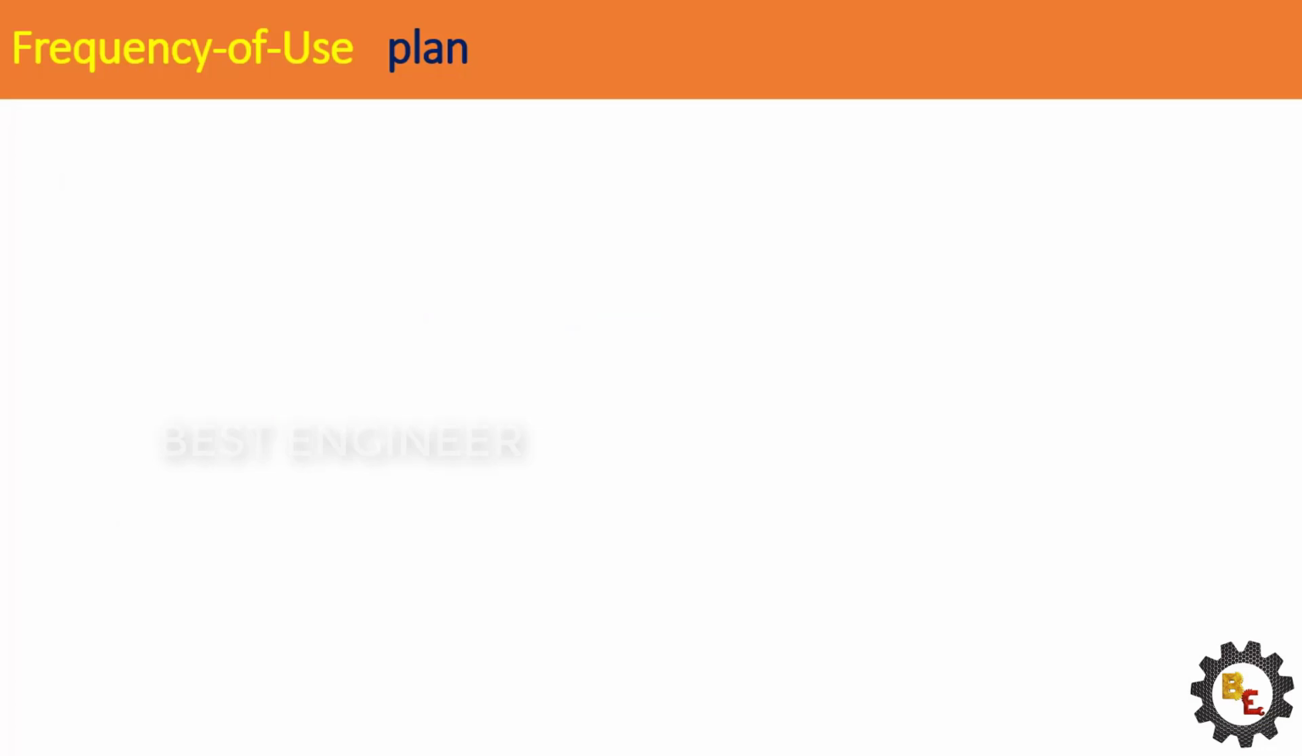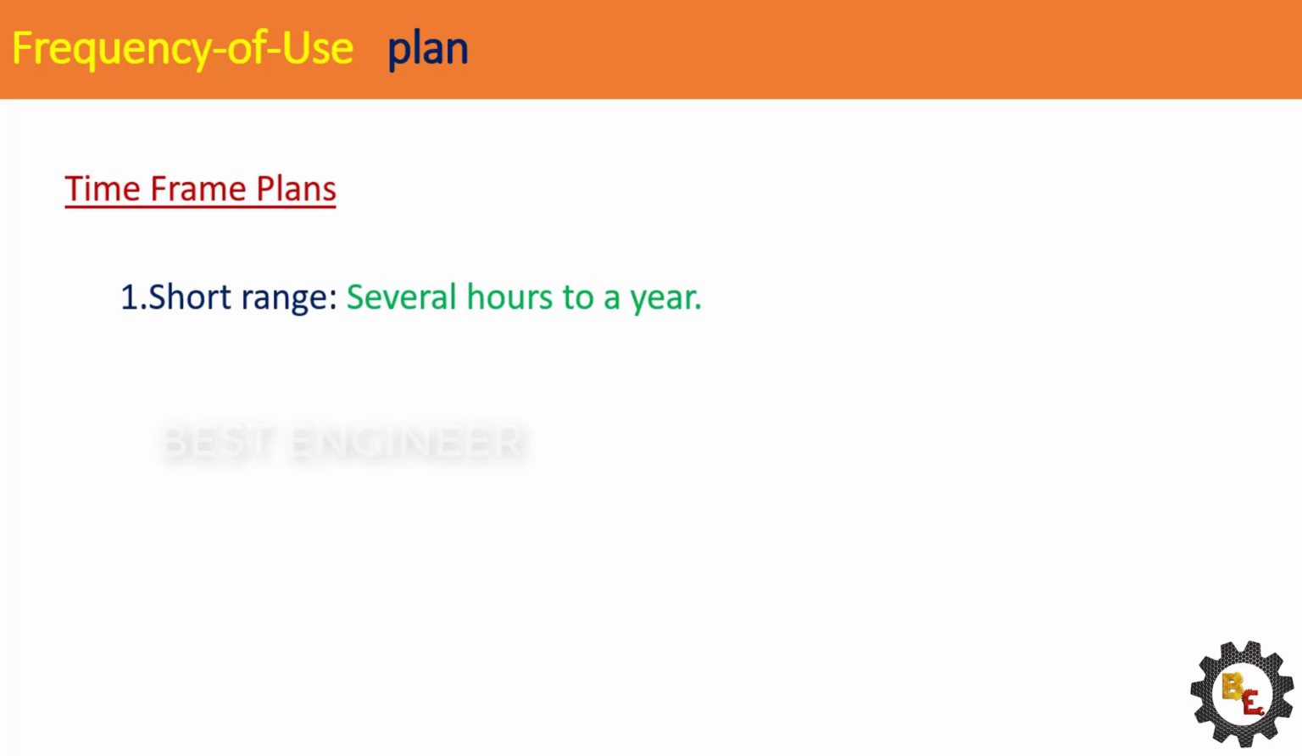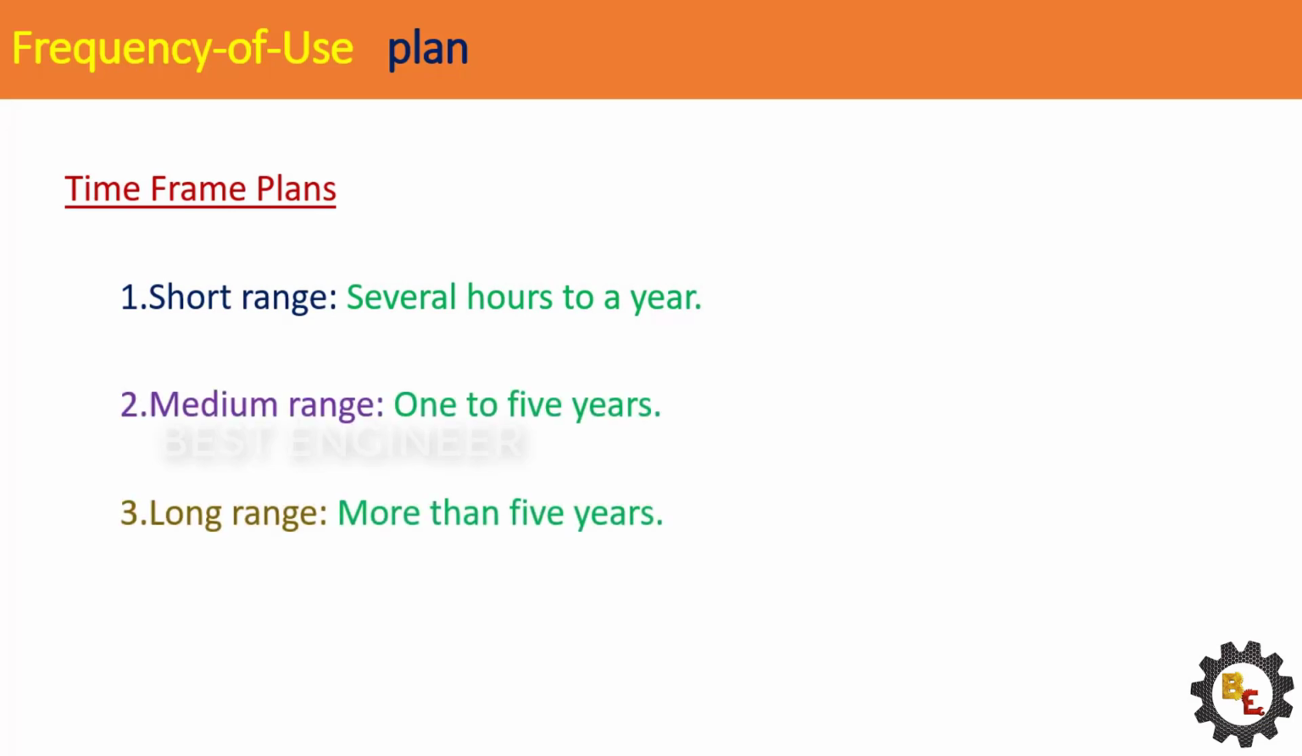Next, time frame plans. The organization needs to address future work by its time frame plans. Short, medium, and long range plans differ according to the duration of the future projected. Short range, several hours to a year. Medium range, 1 to 5 years. Long range, more than 5 years.